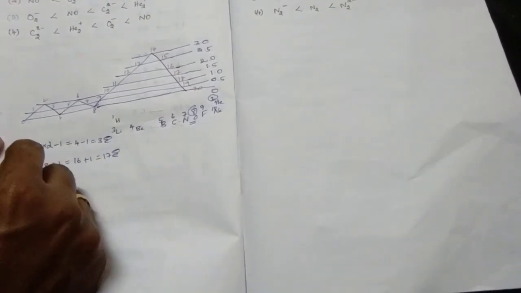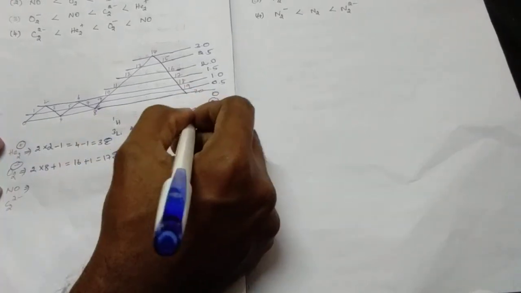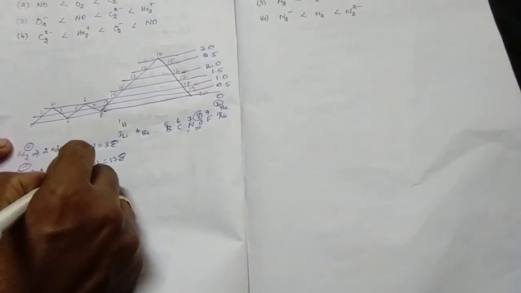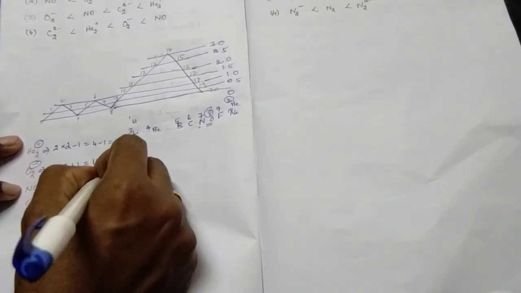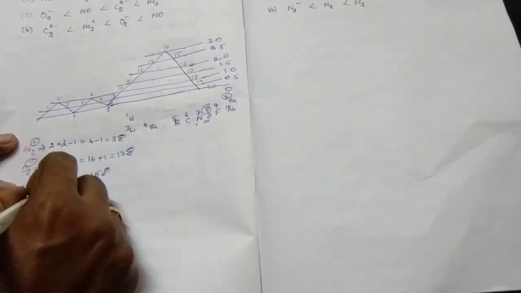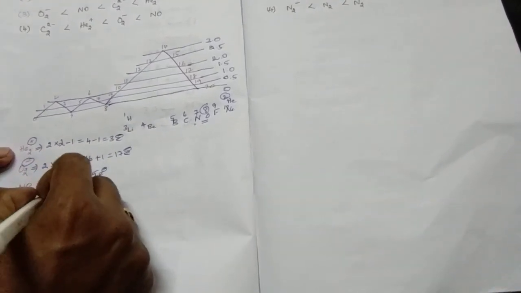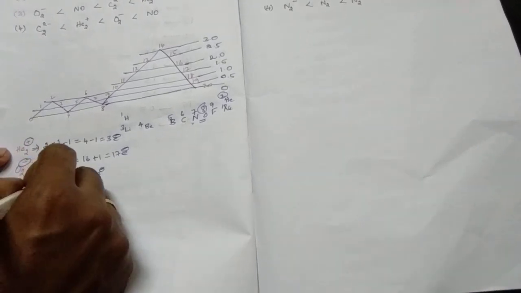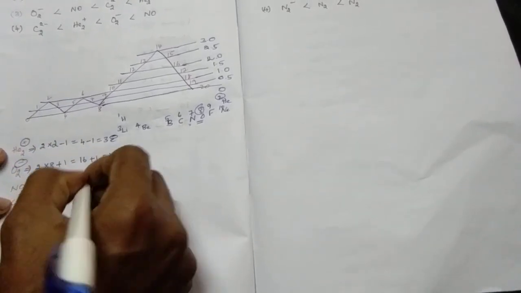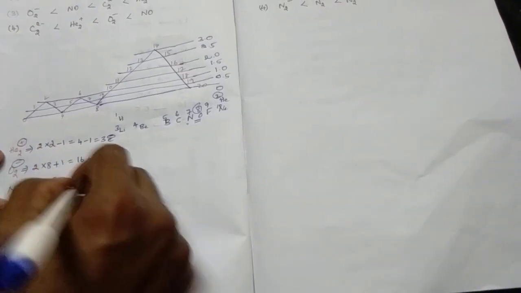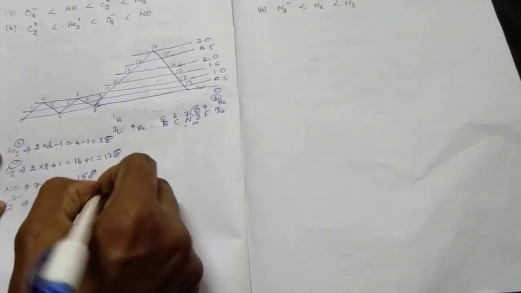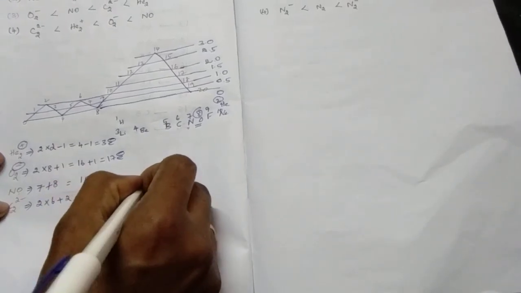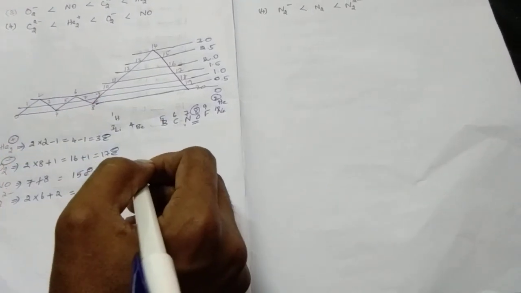Okay, for NO, nitrogen 7, oxygen 8, 7 plus 8, 15 electrons. C2 2 minus: 2 into carbon 6, carbon has 6 electrons, plus 2 negative, so 2 extra electrons, so 6 into 2 is 12, plus 2 is 14 electrons. Okay, so now we know the total electrons.